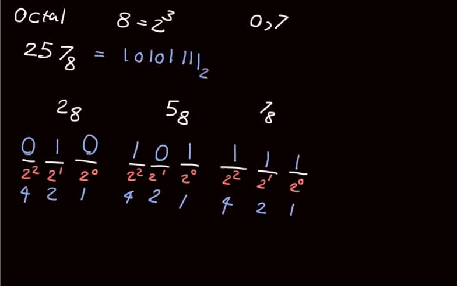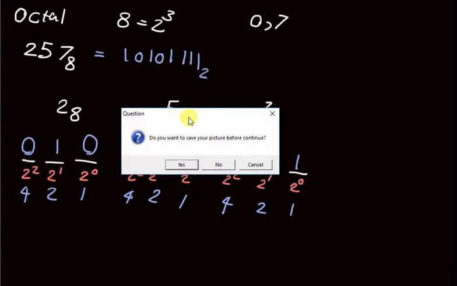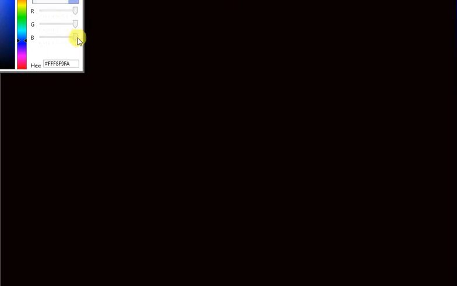I'm going to open another page, and I'm going to change my color back to white. Now we're going to learn how to change hexadecimal to binary. In order to do that, we need to know that hexadecimal is base 16, and 16 is equal to 2 to the power of 4. That means for each digit we have 4 places.